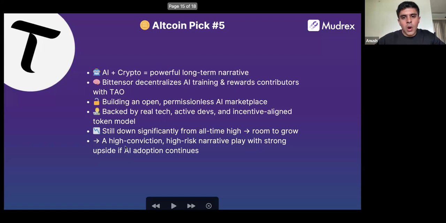So if you're looking for a long-term play that taps into one of the biggest trends in tech in general, Bittensor is one of the key projects to keep an eye on. I've been watching it closely, and for me, this is definitely one of those high risk, high conviction bets that could really pay off if the narrative continues to grow, right?